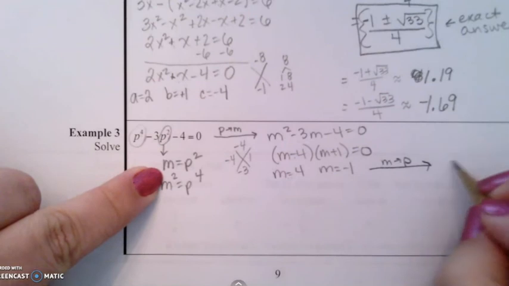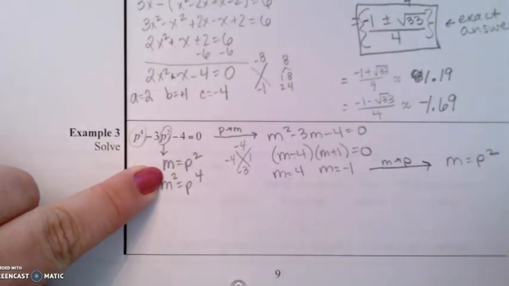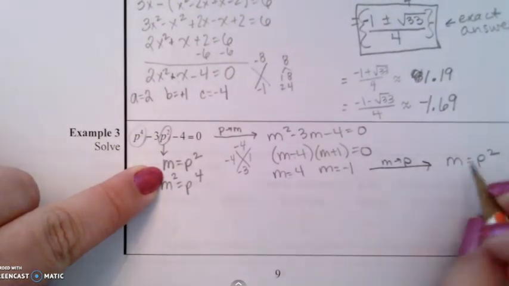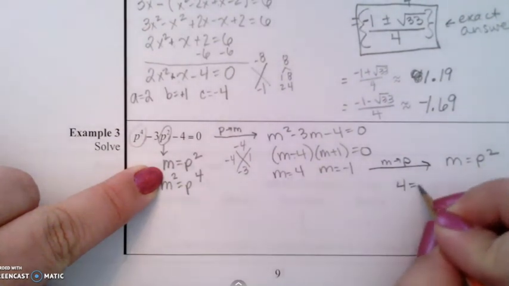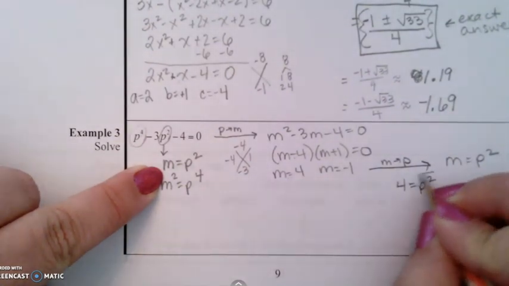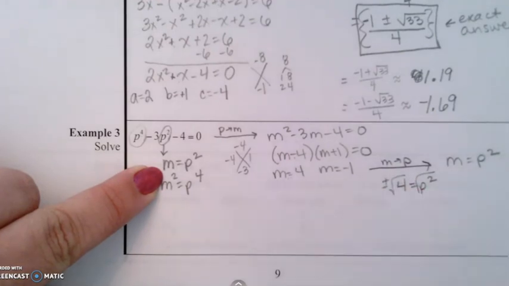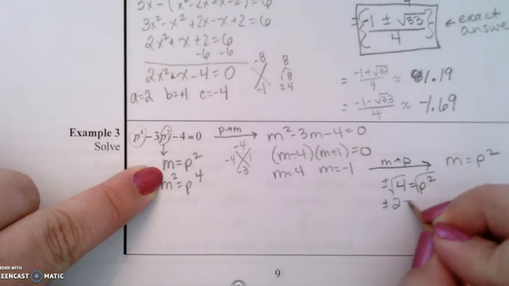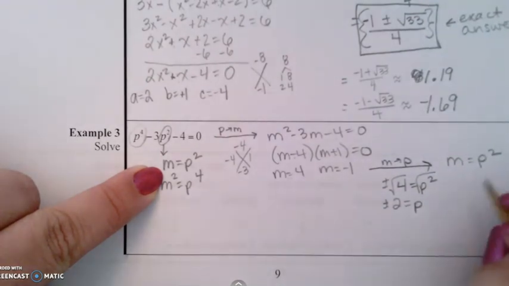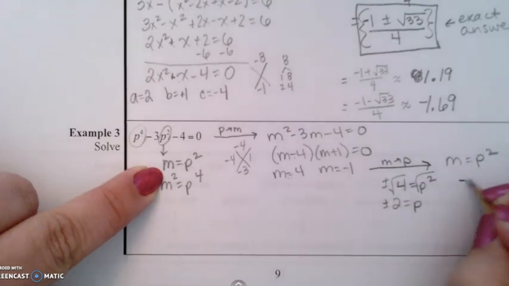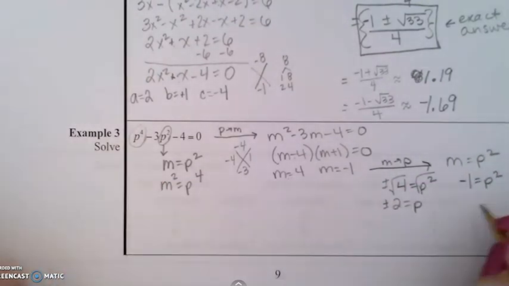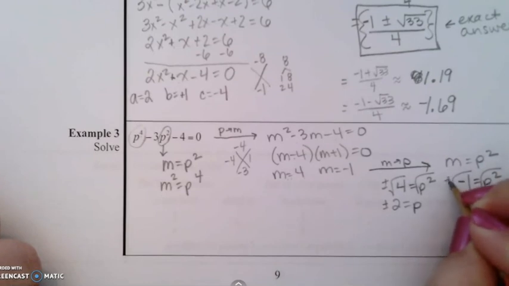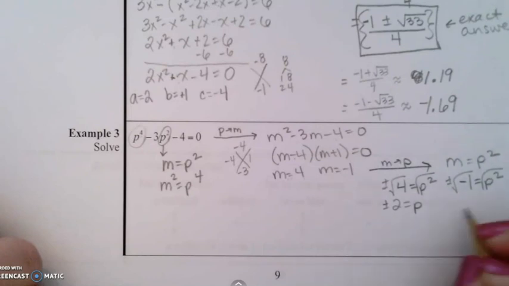So I started with m equals p squared. When I substitute m, I find that 4 equals p squared, which means I need to use the square root property. Don't forget your plus or minus. So we have plus or minus 2 equals p. And then our second case is when m is -1. -1 equals p squared. Square root property again. Well, the square root of -1 is i. So we have plus or minus i equals p.